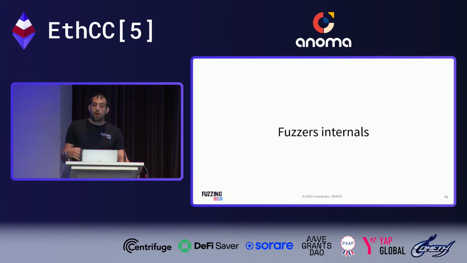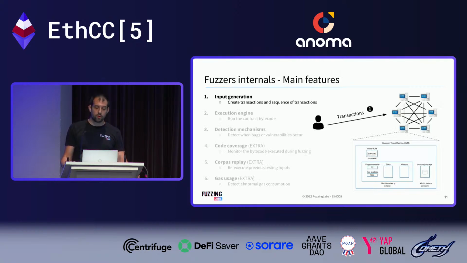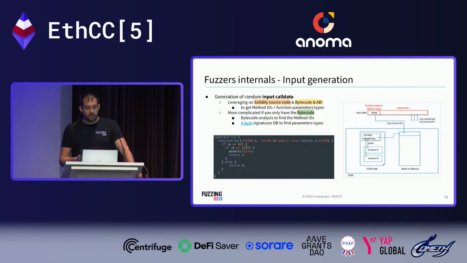So let's see a bit more about the fuzzer internals, how exactly a fuzzer works. The first feature that you need to have is the input generation. In our case, the inputs that we're going to generate are basically transactions, and there is plenty of stuff we can generate from that. The first things to generate, of course, are the transaction itself and what we call the call data. You can perfectly leverage either the Solidity source code or the ABI to learn more about the type of arguments and generate the transaction that way.